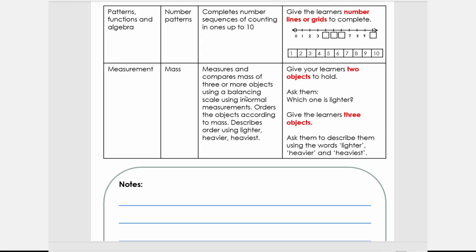And then lastly, your measurement activity for today is you're going to give the learners 2 objects to hold, and you're going to ask which one is lighter. What you need to do is bring in all these words: lighter, heavier, heaviest. I want you then to pause and do all these activities with your learners or your child.